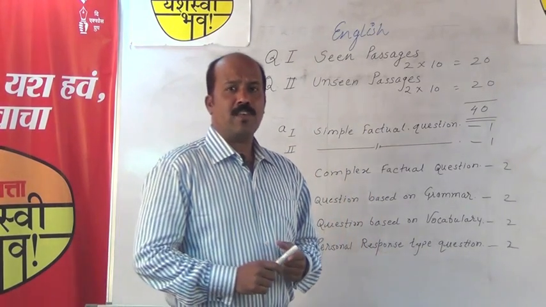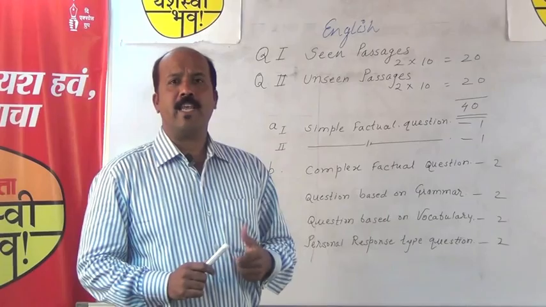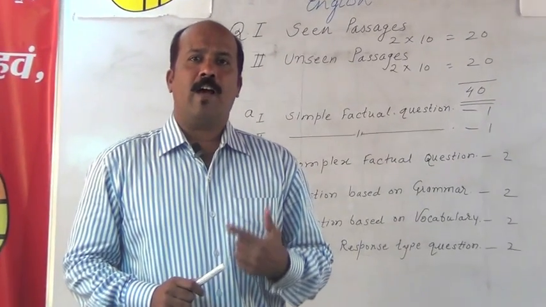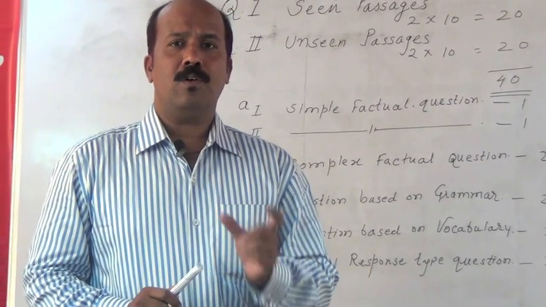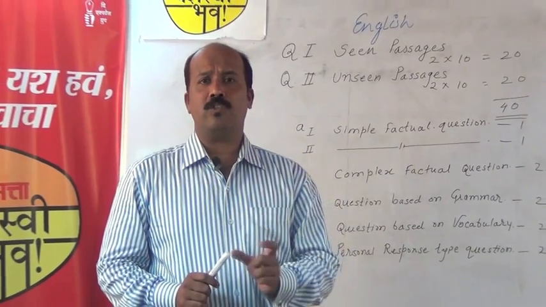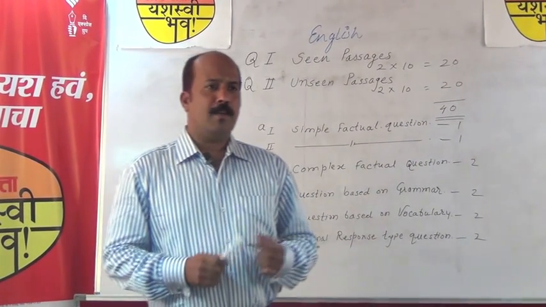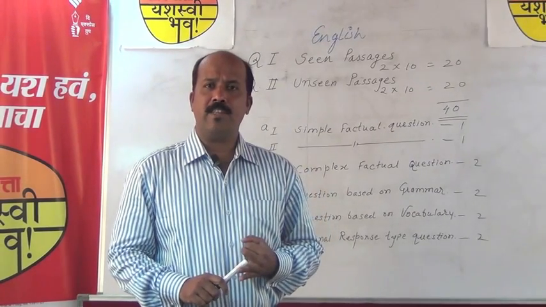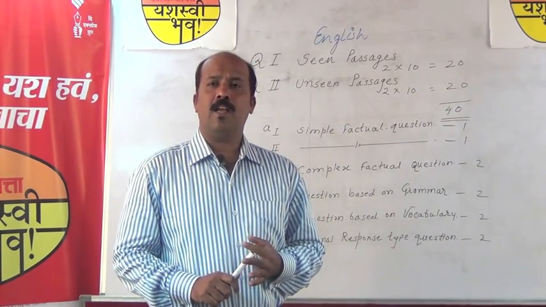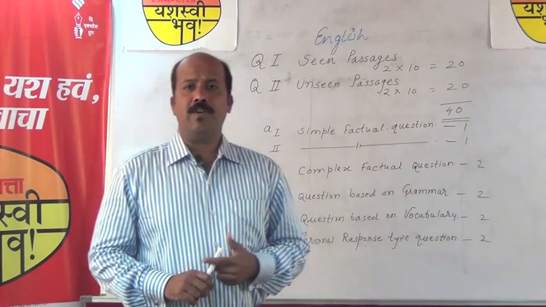The next type of question is find out the odd man. You have to find out the odd man which is not suitable in the group. Next type of question is make nouns, make adjectives, make verbs and make adverbs.